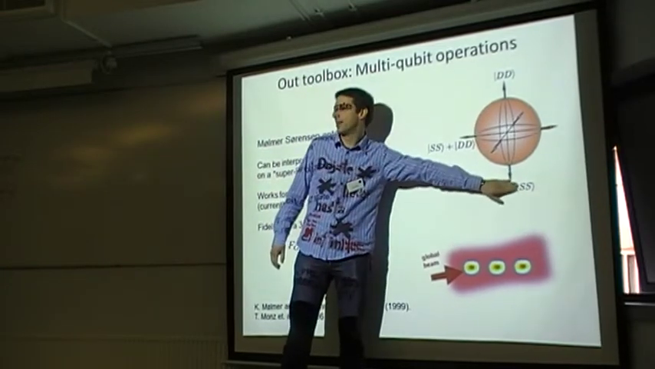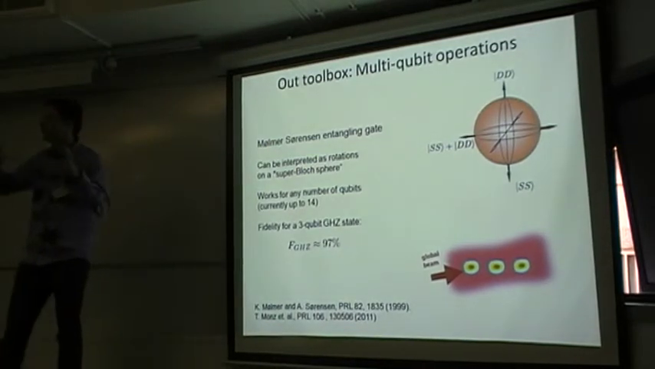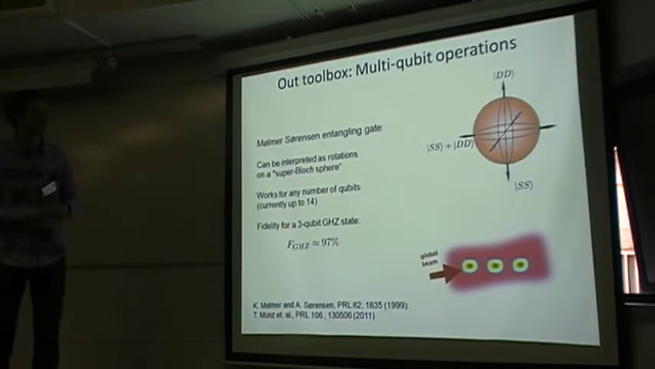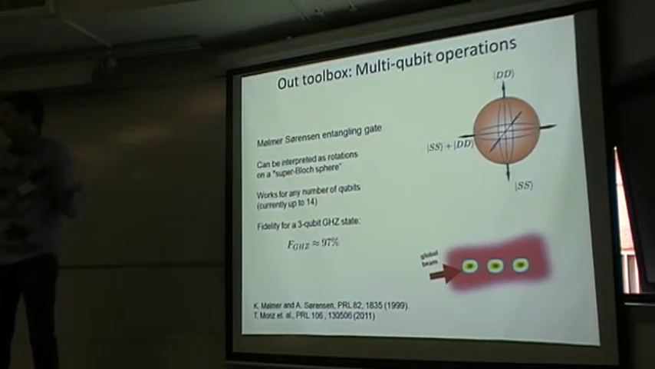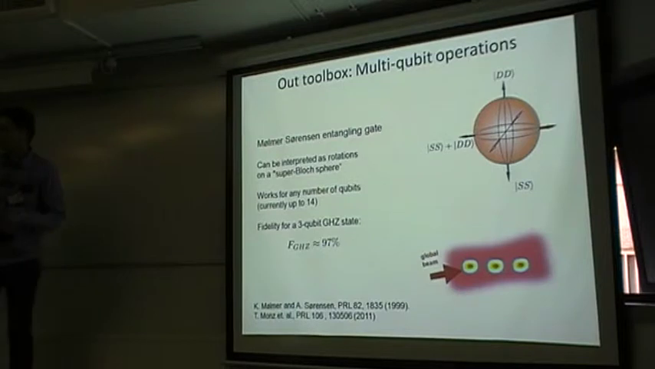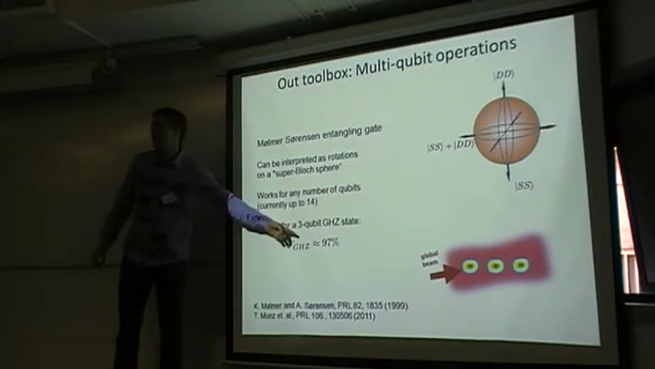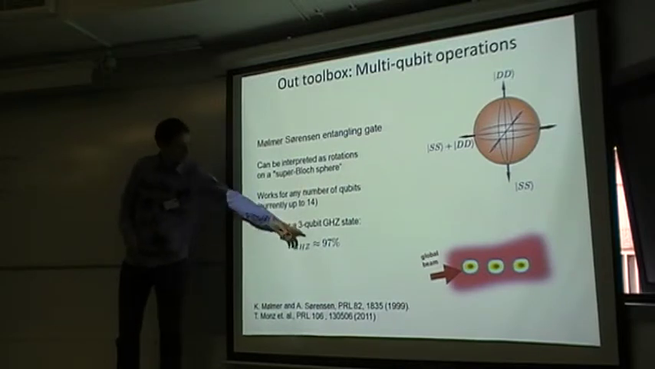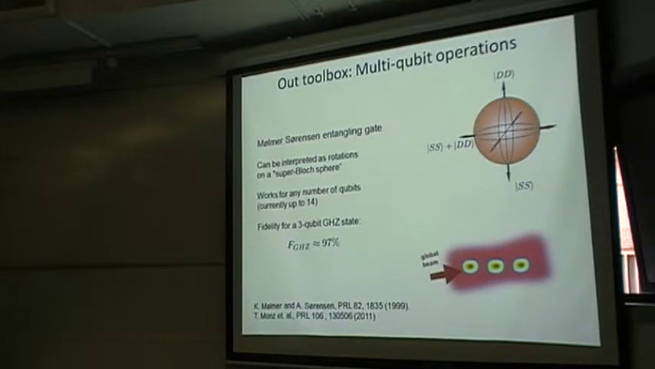So you have both ions, for example, in the ground state, or both ions in the excited state, and you rotate in this super Bloch sphere so that you can generate, for example, an SS plus DD state, which is an entangled state. What happens there is that they exchange phonons and flip at the same time. The fidelity of such an operation for 2 qubits is above 99%, for 3 qubits 97% or something like that. And it drops, of course, with the number of ions, but the fidelity, at least for 3 qubits, is still high.